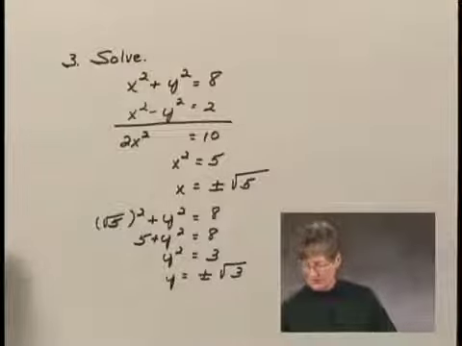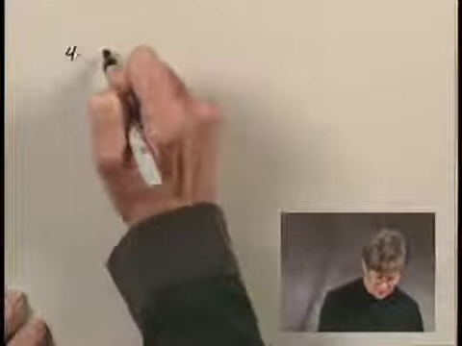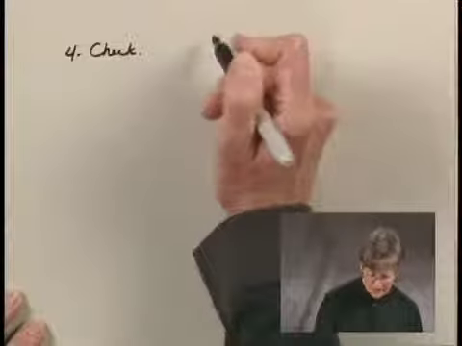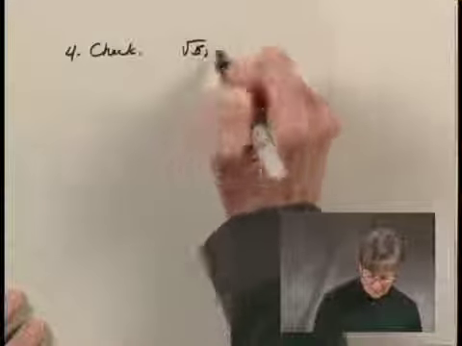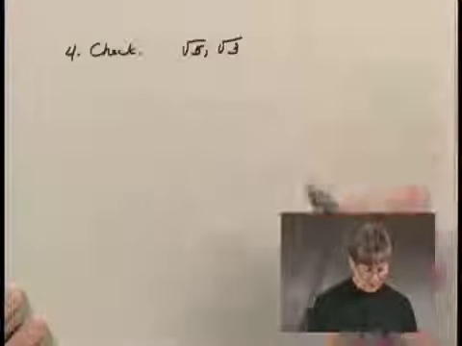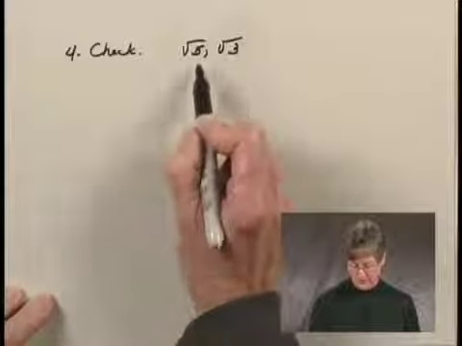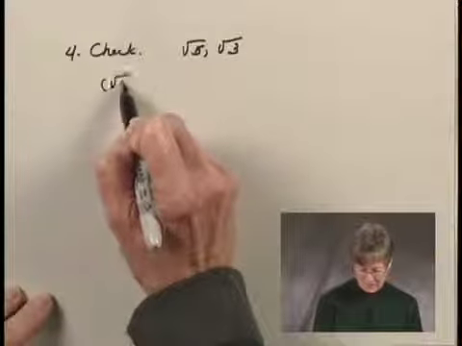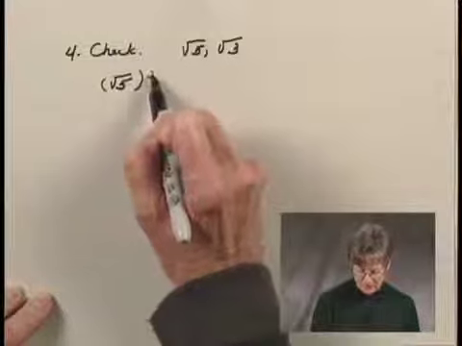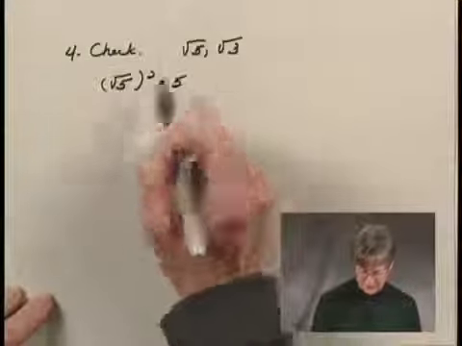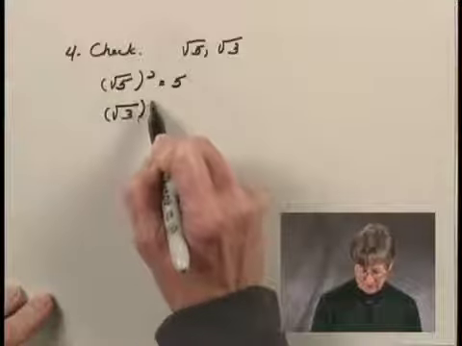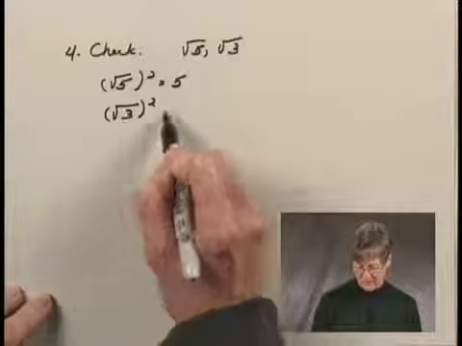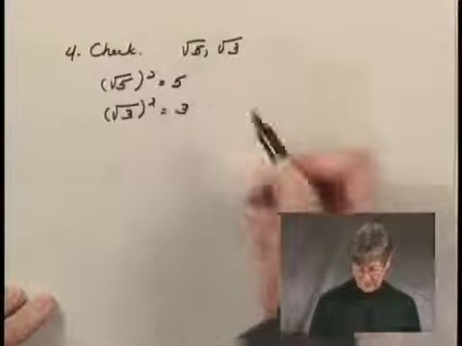So let's go to the fourth step in the problem-solving process and check our possible solution. And the numbers that we're checking for the lengths of the sides of the squares are the square root of 5 and the square root of 3. Well, a square whose side is the square root of 5 has an area of the square root of 5 squared, or 5, and a square with a side of length the square root of 3 has an area that's the square root of 3 squared, or 3.